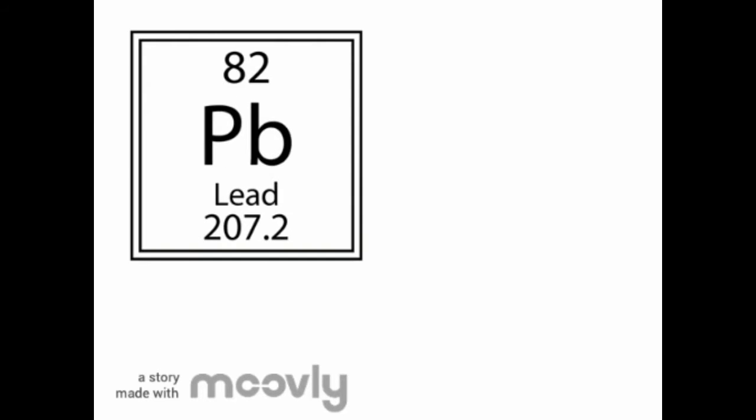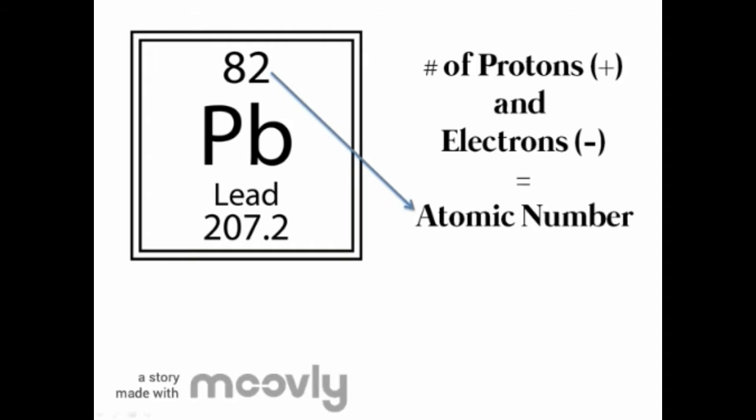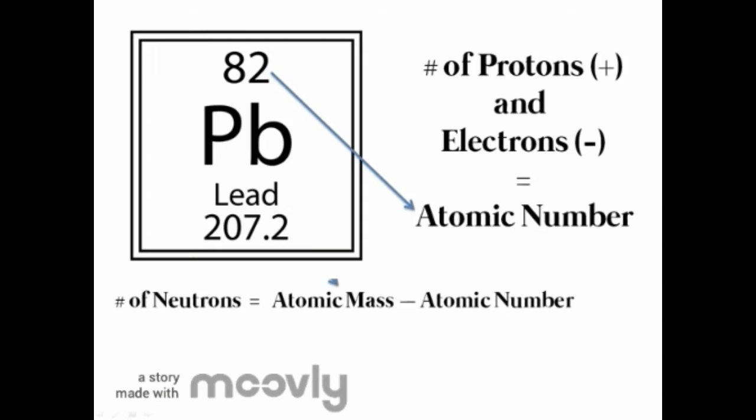Now, how are we going to know the number of subatomic particles present in an atom? Let's compute! Pew! Pew! The element lead, the number of electrons and protons, will be the same as the element's atomic number, which is 82. To find its number of neutrons, we have to subtract the atom's number from the element's atomic mass.